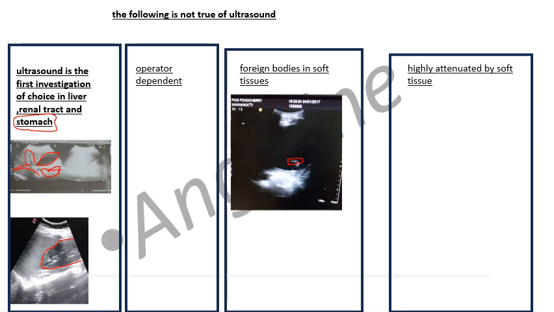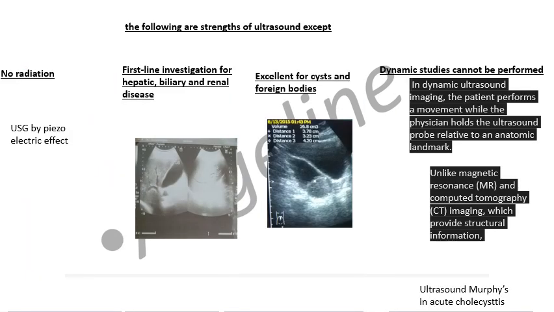What is not true is this. This is not true, only because the word stomach has got included in that question. The following are strengths of ultrasound. It has no radiation, true, because it works by the piezoelectric effect. Then it's the first line of investigation in hepatic, biliary and renal. We had seen in the previous slide, but there the stomach got added, so that option was naturally eliminated.